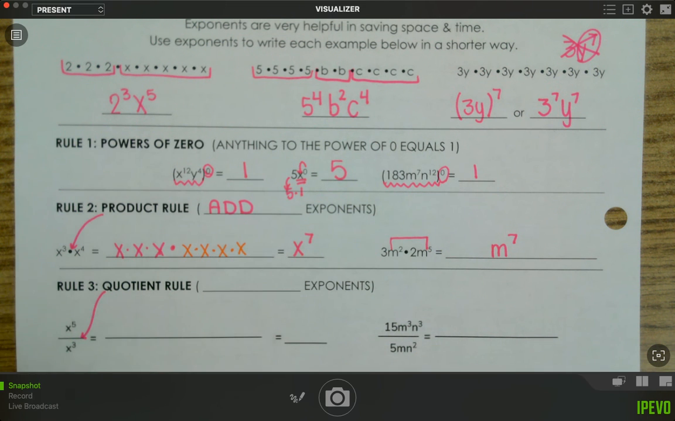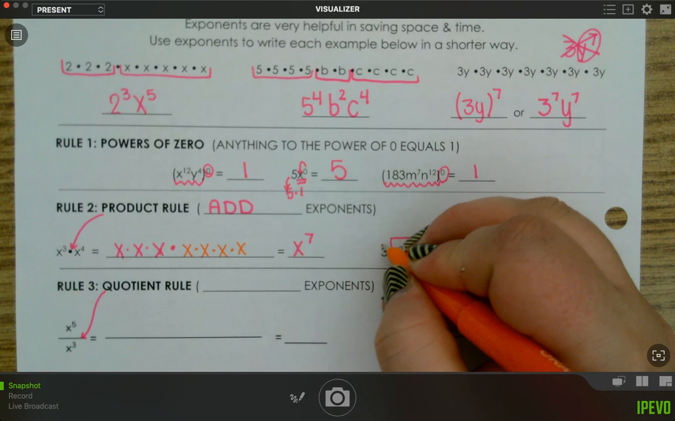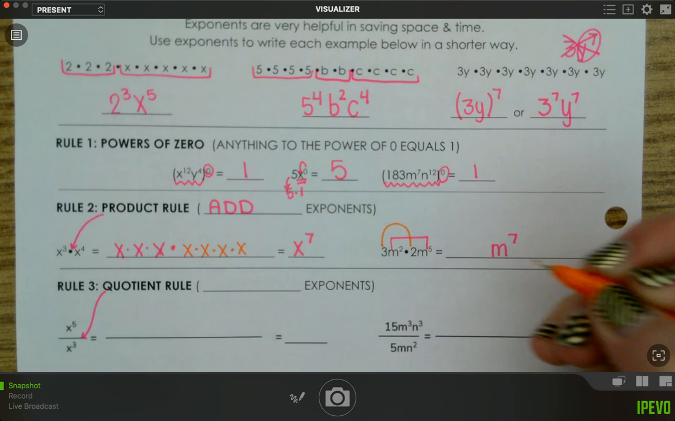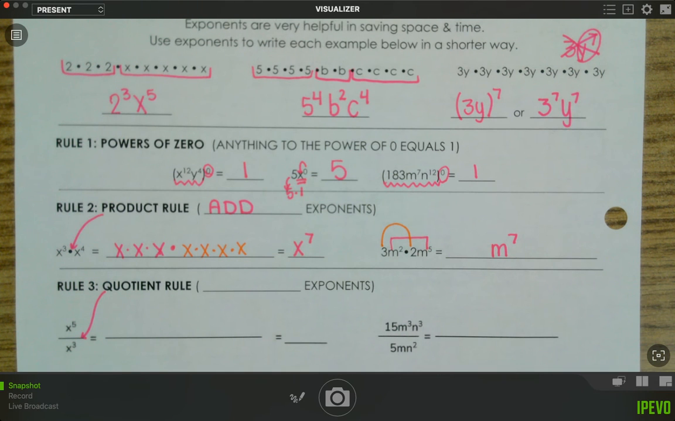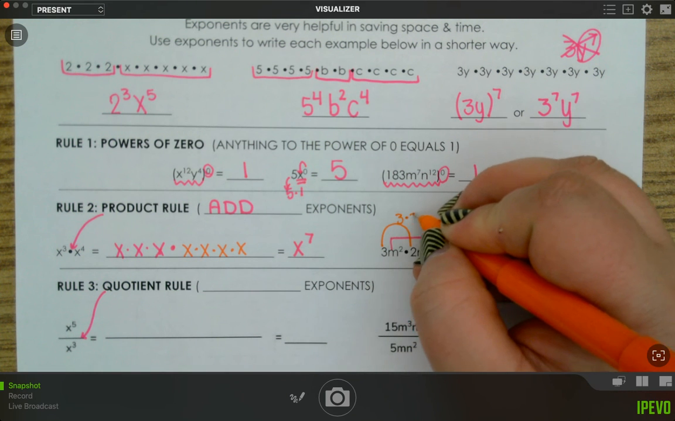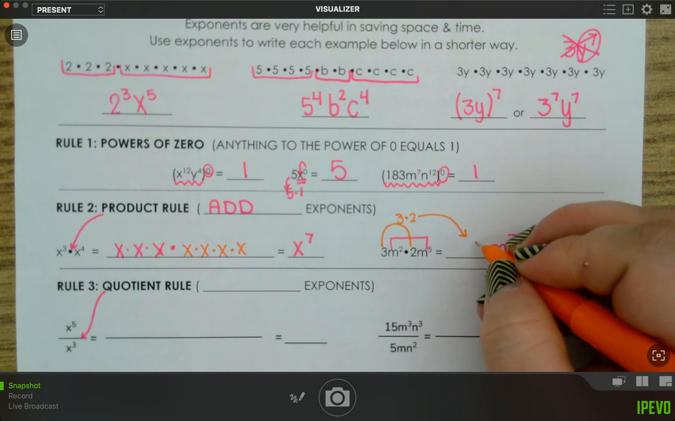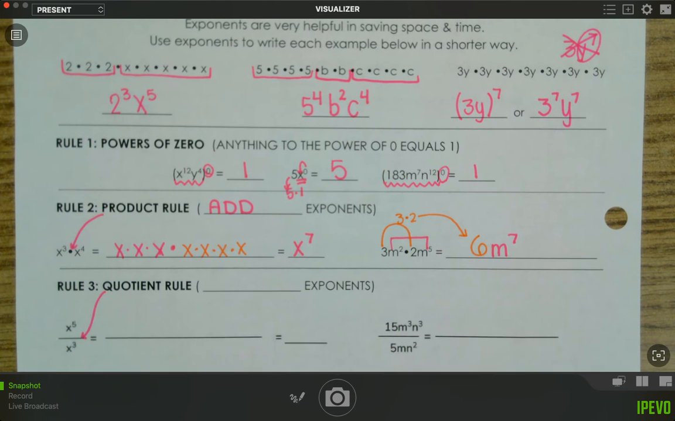Then you'll notice that it also has this 3 and the 2 out front. This part is going to be a part that a couple of us get confused over a few times. Those aren't exponents. Those are regular numbers. So we're going to do 3 times 2, normal style. And 3 times 2 is 6. So we only add exponents.